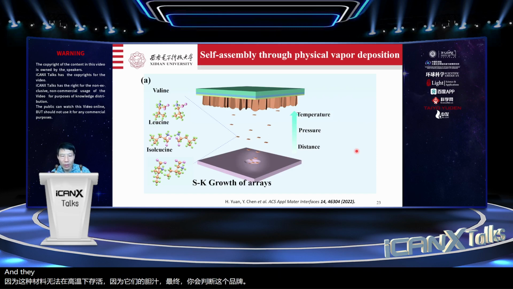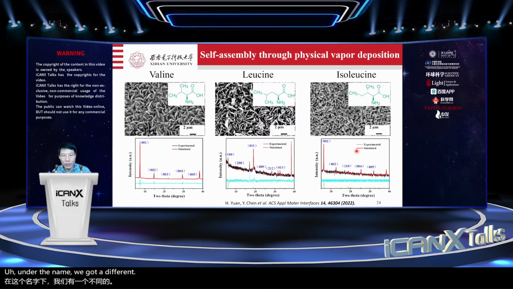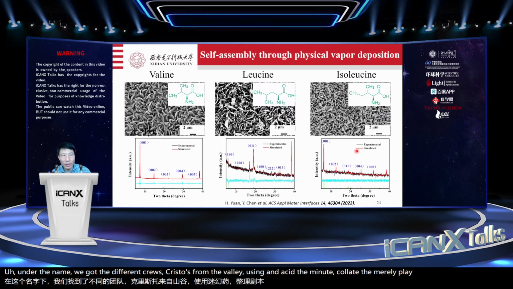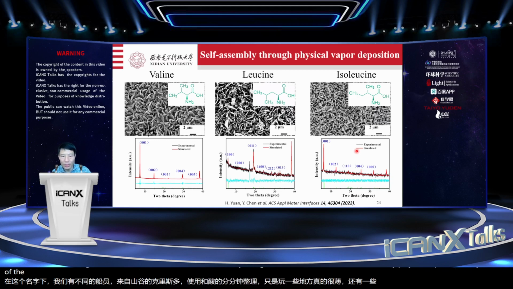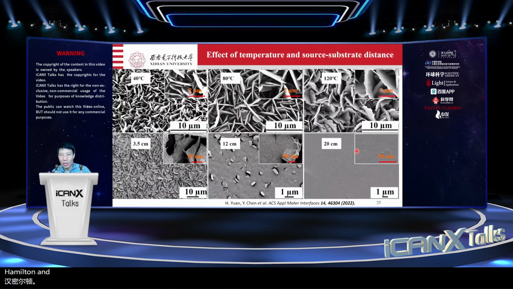And they need strict control of the growth parameters, but it's still doable. In this case, we tried valine, leucine, and isoleucine. And then we got different crystals from the valine, leucine, and isoleucine. Mainly plates. Some plates are really thin, and some are thicker. We studied the temperature and substrate distance.